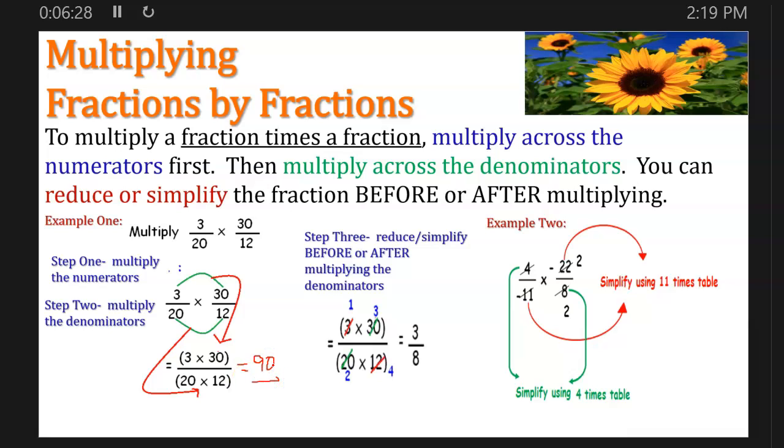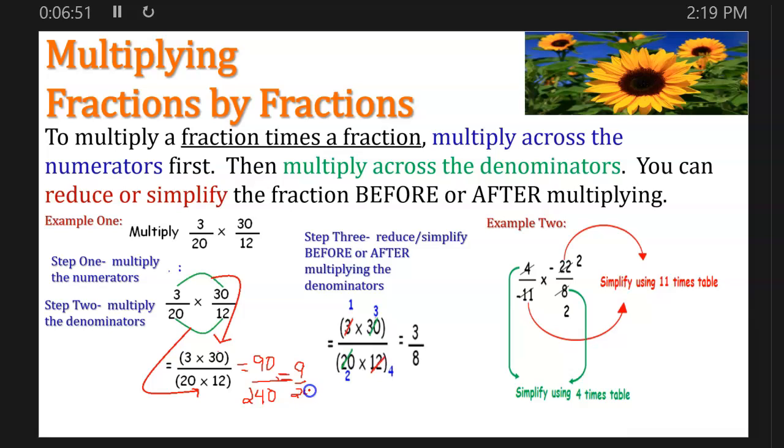And then 12 times 20 is going to give us 240. Okay, so we can reduce this by dividing by 10. 90 divided by 10 is 9. That should be an equals there, not a. And then 240 divided by 10 is 24.